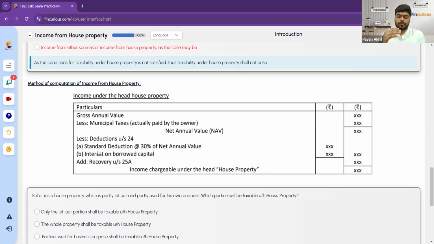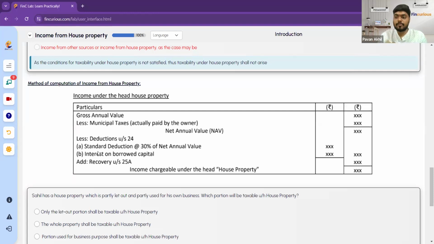Because if you compute income from house property, on that income ultimately you are going to pay some tax to the government. So before estimating the income from house property, you have already paid some amount of tax to the government in whatever form. Municipal taxes you have already paid, right? To the state government, you have already paid. So the taxes already paid should be deducted, and that should be paid by the owner. Otherwise, it cannot, like for example, what happens?